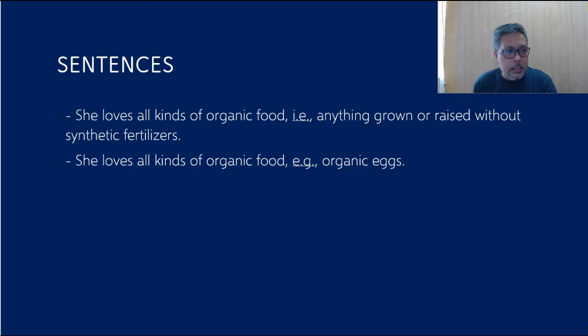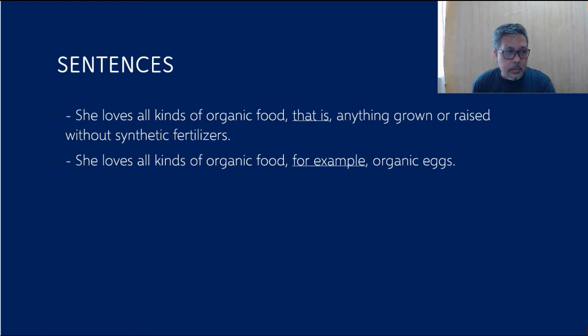Let's have some sentences here. Let's start with a sentence with IE. She loves all kinds of organic food, i.e. anything grown or raised without synthetic fertilizers. And then, she loves all kinds of organic food, e.g. organic eggs. Now let's replace the acronyms with their English translation. First sentence: She loves all kinds of organic food, that is, anything grown or raised without synthetic fertilizers. And then: she loves all kinds of organic food, for example, organic eggs.